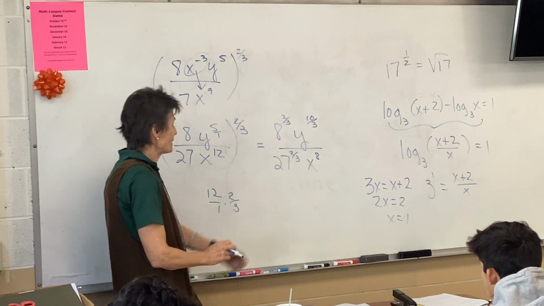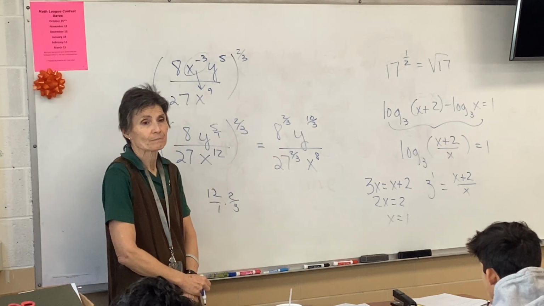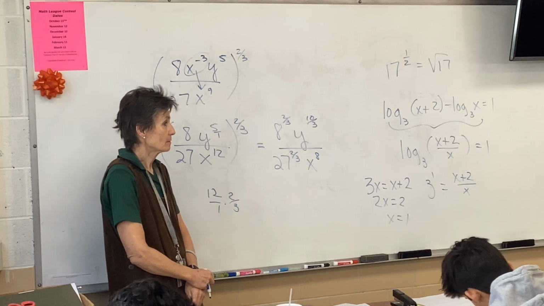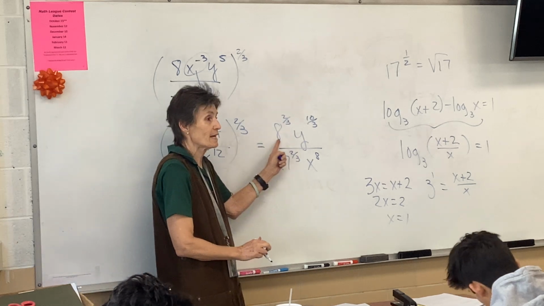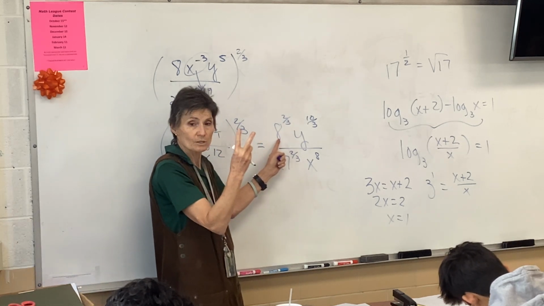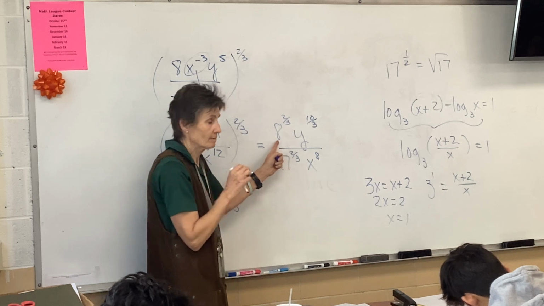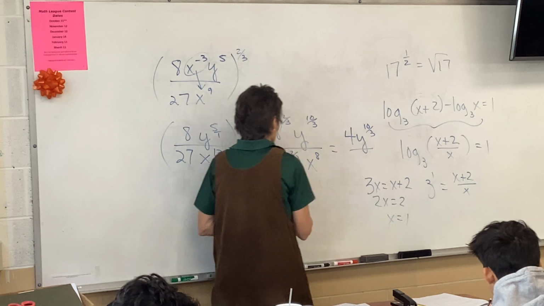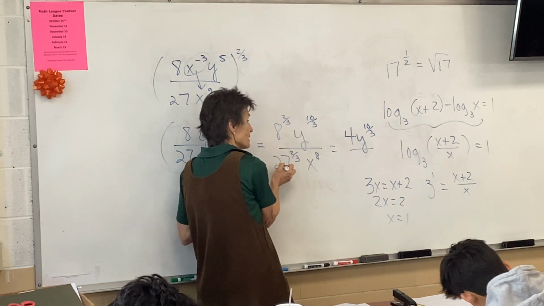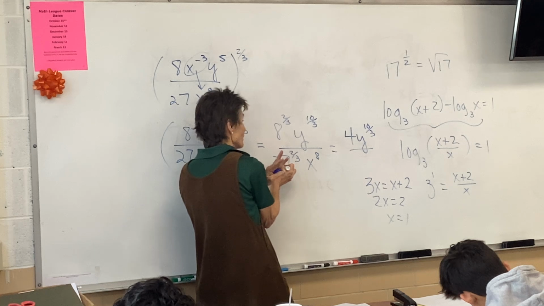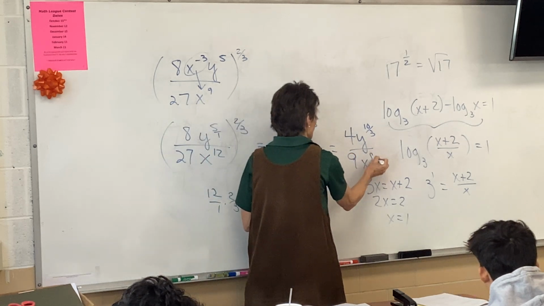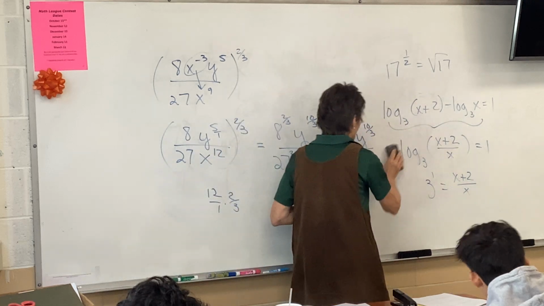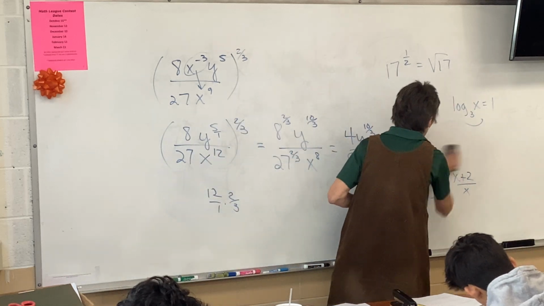Okay, now what does 8 to the 2/3 mean? It's the cube root of 8 squared. So the cube root of 8 is 2, squared is 4. So I have 4, y to the 10/3. The cube root of 27 is 3, squared is 9. And there is my final answer.